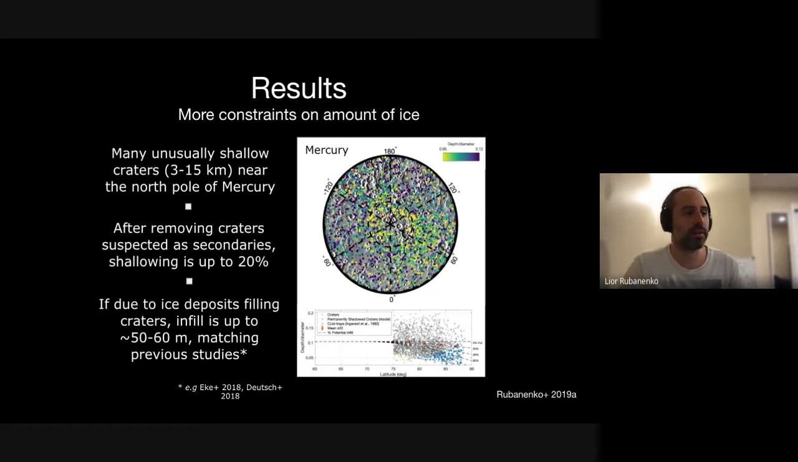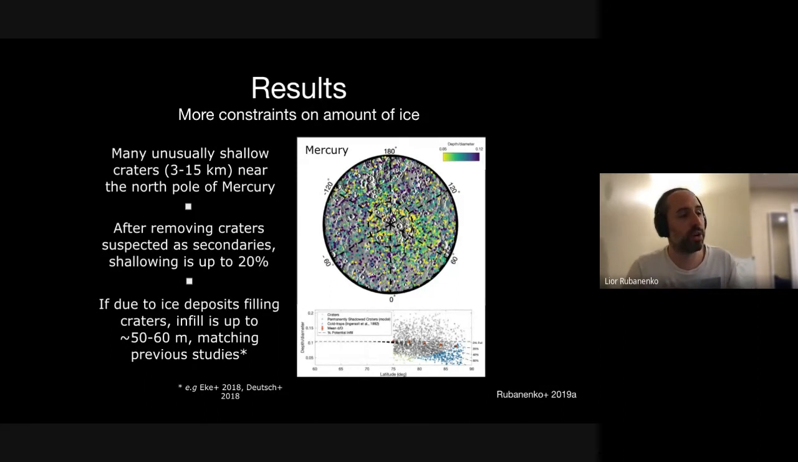And the reason we used 3 kilometers as the lower limit, even though this should be more pronounced in smaller craters, right? Because if smaller craters are filled with more ice, then the signal should be more apparent in them. The reason we used 3 kilometers is because we want to ensure that the sampling resolution was as high as possible inside those craters.